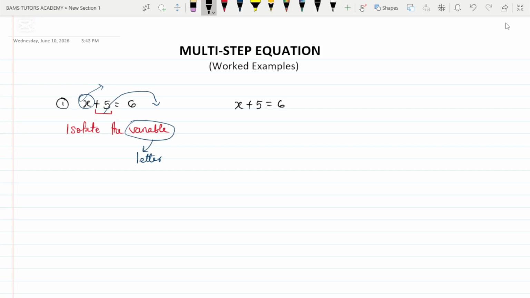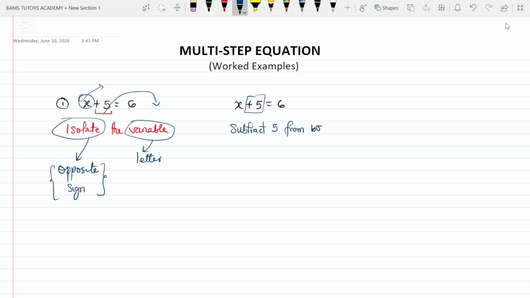Now, whenever you want to isolate, you use the opposite sign, right? You use the opposite sign. So we have the plus 5. So we are going to use the opposite of this. So we are going to say subtract 5 from both sides. From both sides.